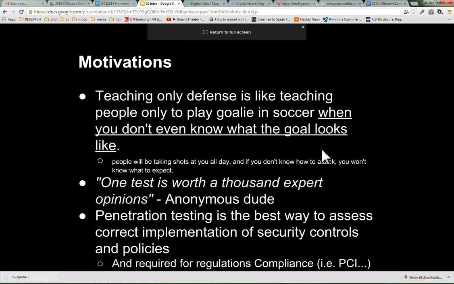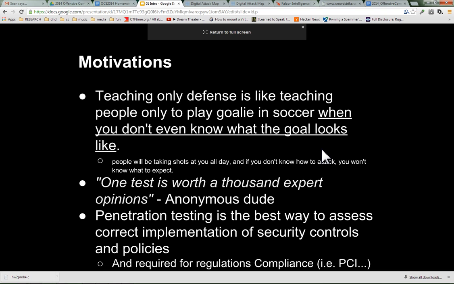So the motivation for covering offensive security material is that I feel teaching only defense is like teaching people how to play soccer and how to play goalie when they don't even know what the goal looks like. I've talked to scores of system administrators and they just can't think the way people who do offense do. They don't want to spend the time understanding how things get attacked because there's so many other things that they could be doing with their time creatively to help people, to automate things, this and that.